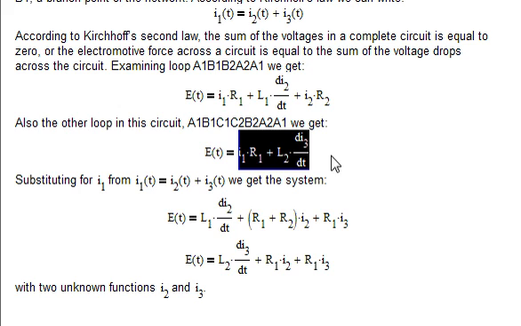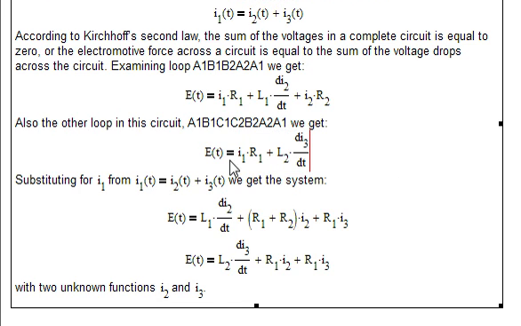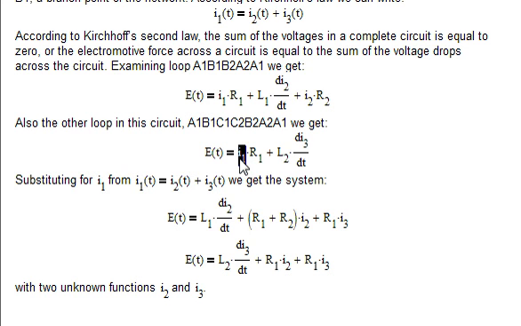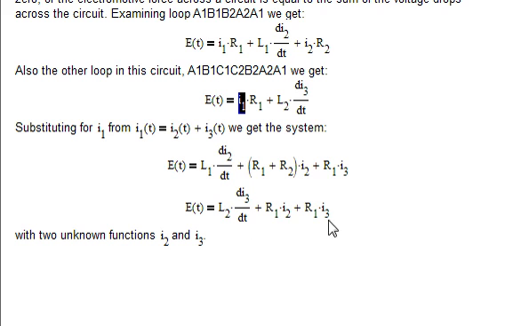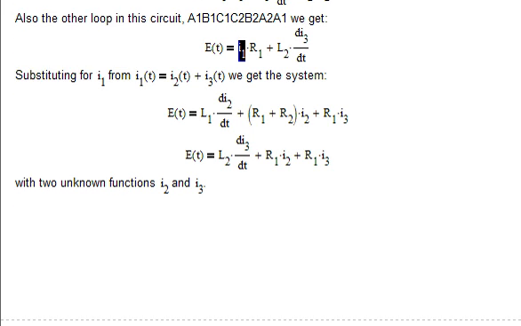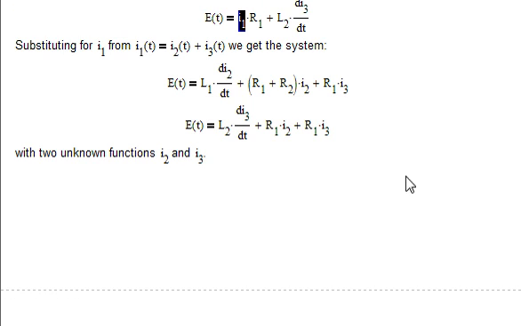Similarly, we could substitute into this one because our I1 is replaced by I2 plus I3. And see, here's the R1 I2 and the R1 I3 from this substitution. And so we got our two unknown functions, I2 and I3. And there is our system of differential equations saying how they work together.